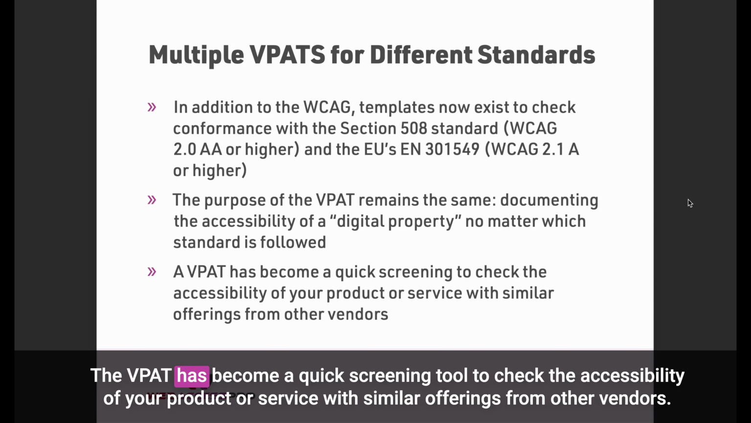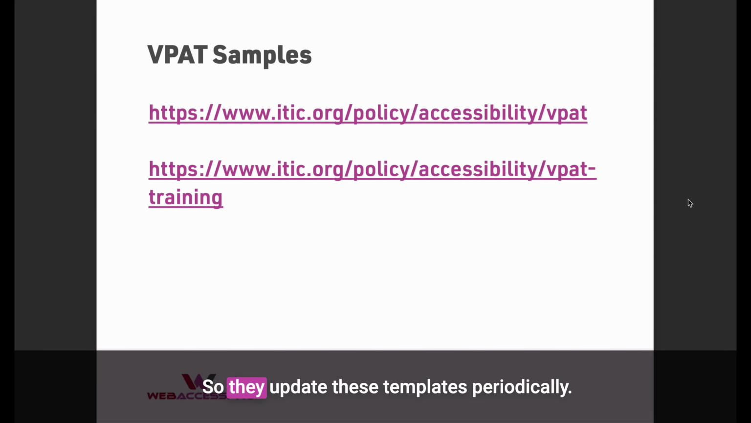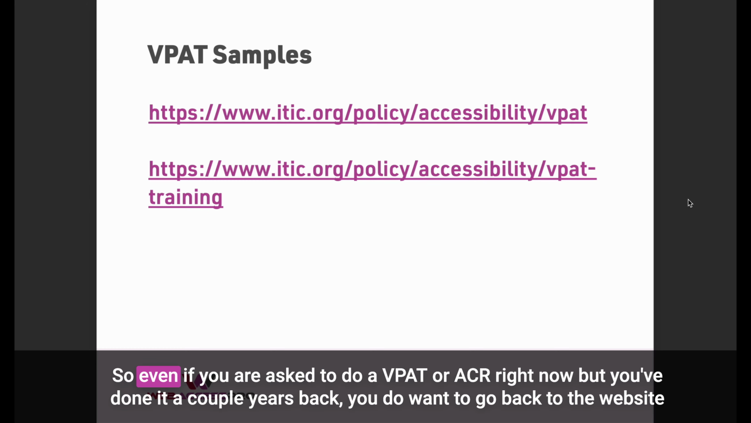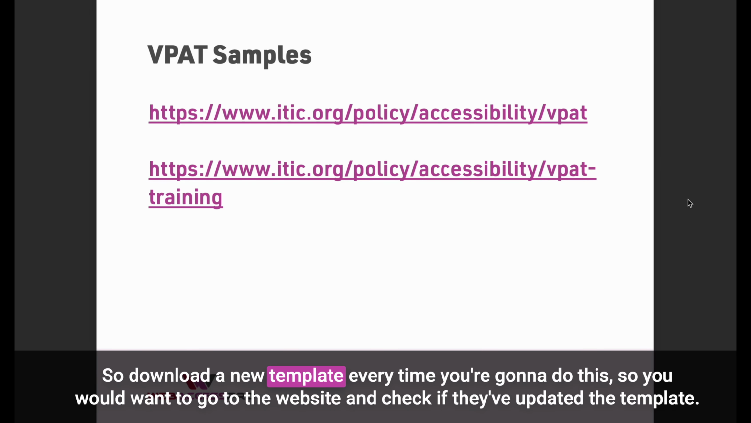The VPAT has become a quick screening tool to check the accessibility of a product or service against similar offerings from other vendors. And we can take a look at the ITI website to get samples of those templates as well as additional training. They update these templates periodically. So if you are asked to do a VPAT or ACR right now, but you've done it a couple years back, you do want to go back to the website and check if there's been any updates to the template itself. So download a new template every time you're going to do this.